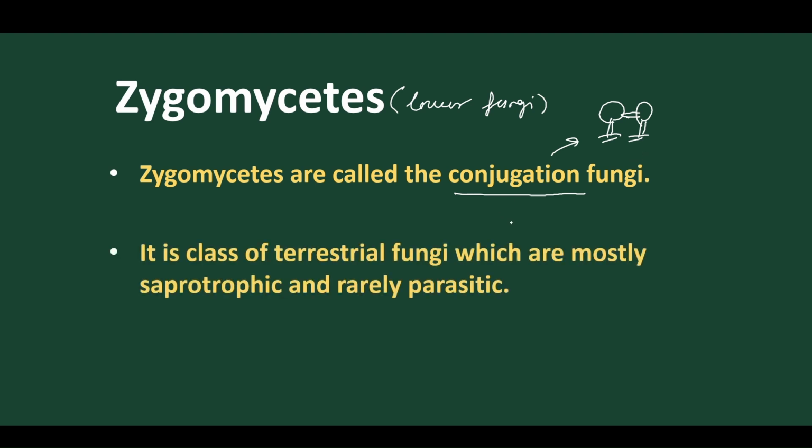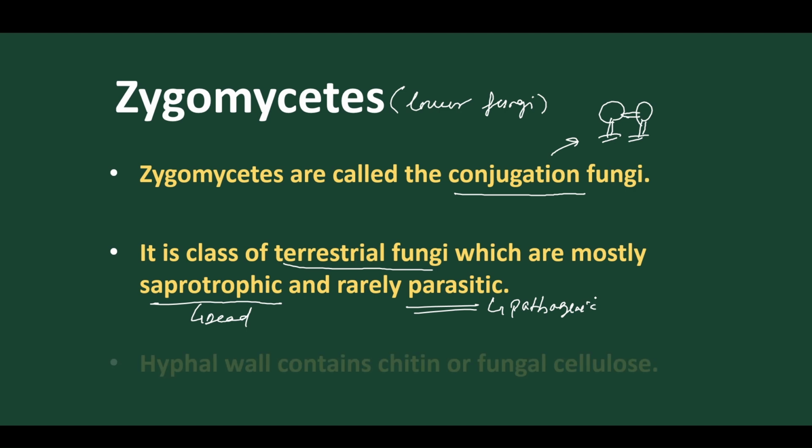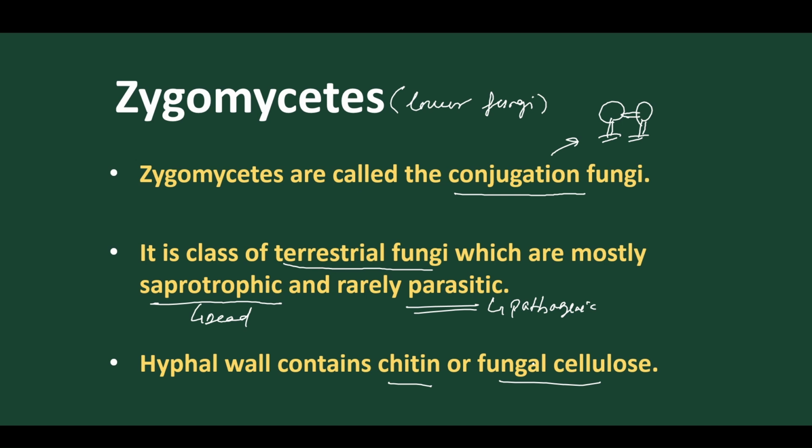The class Zygomycetes are mostly terrestrial fungi. Later we have discussed that Oomycetes are normally aquatic fungi. But Zygomycetes are also included under lower fungi, though terrestrial in habitat. Mostly they are saprophytic, meaning they survive on dead organisms, and rarely parasitic. If they are parasitic, they are pathogenic in nature.